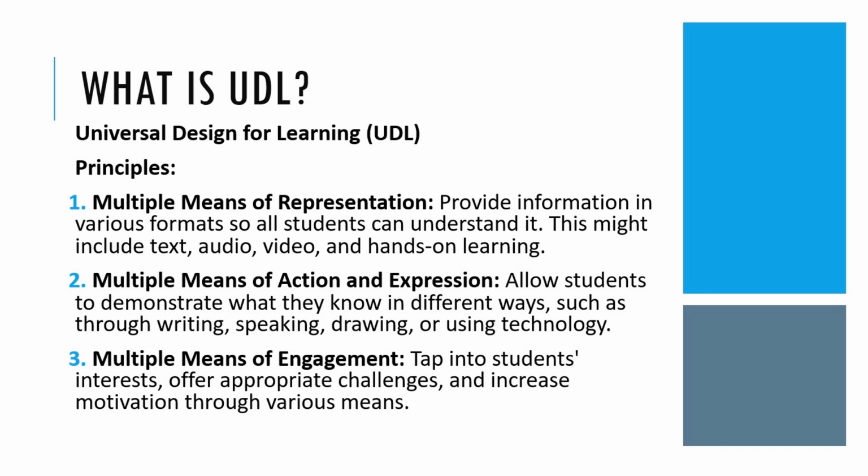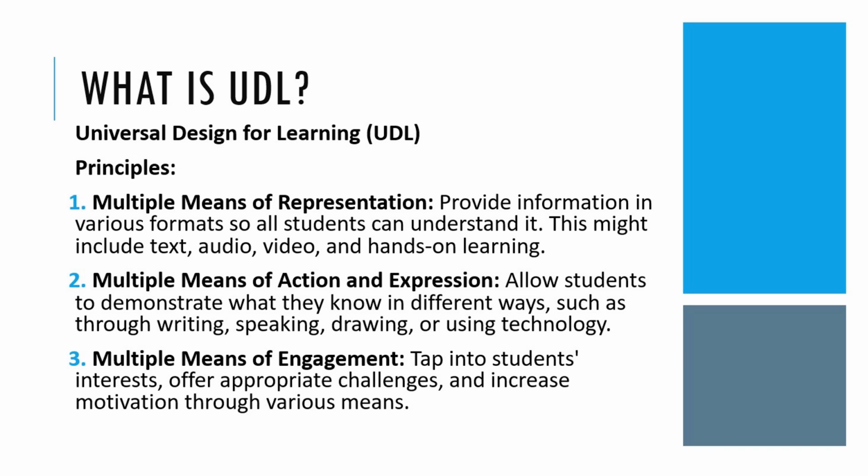Number 2, multiple means of action and expression. This principle focuses on the how of learning. It allows students to demonstrate their knowledge and skills in different ways. For instance, students can show their understanding through writing, speaking, drawing, or using digital tools. Students can use their strengths to express what they know. Providing multiple options for action and expression supports diverse abilities.